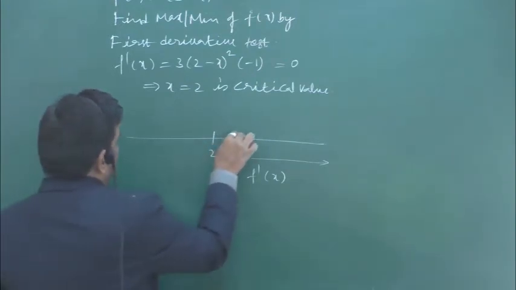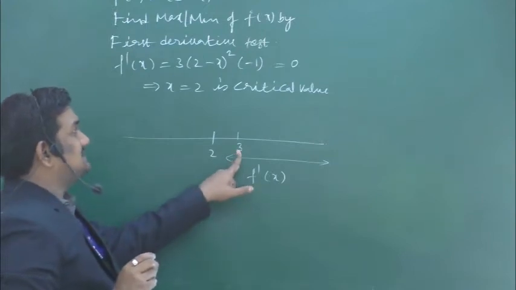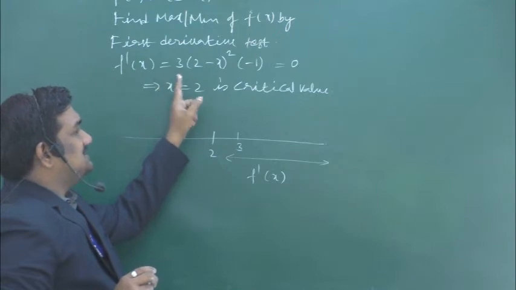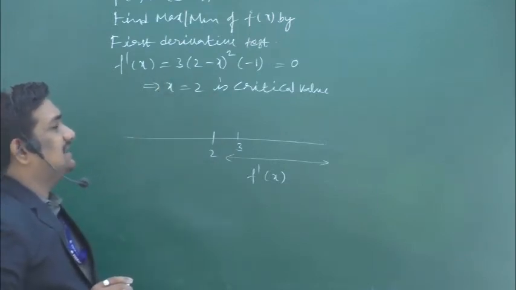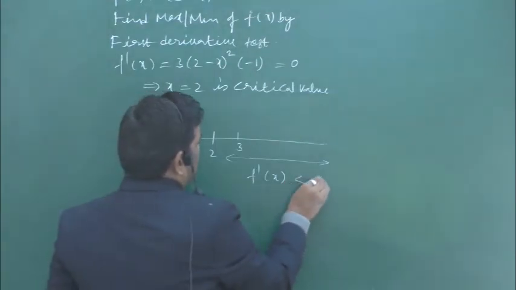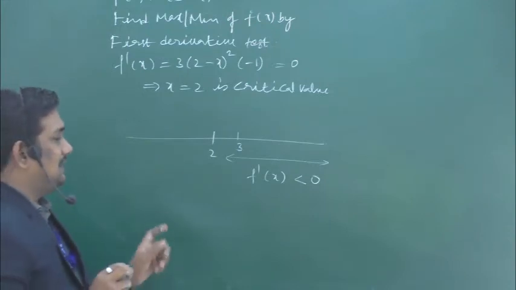Let us take a value 3 on the right hand side. Substitute 3 in f dash x. It will be minus 3 into (2 minus 3) whole square. It is a negative quantity. At 3, you got the first derivative value as negative.